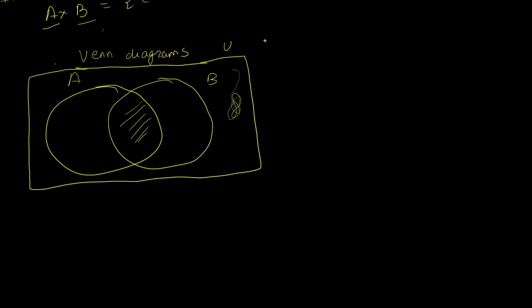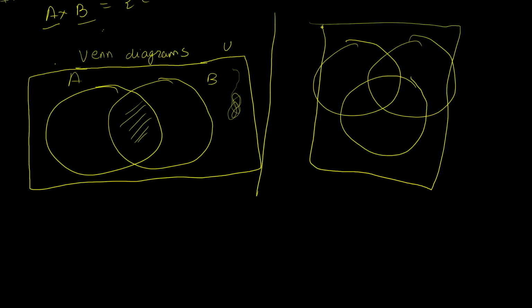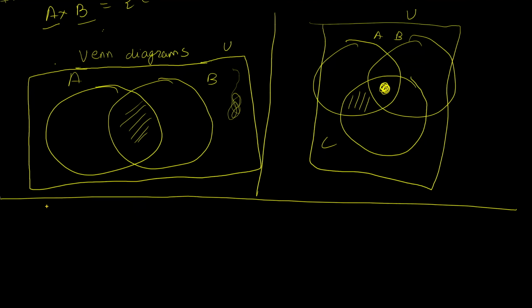Now for three sets, I could do the same thing. I could draw my universal set around, pardon my bad drawing, and I have three sets A, B, and C, and I can see this represents the intersection between A and C, and this represents the intersection between everything. So for three sets, all possible regions are shown by this diagram, right? I think you know where I'm getting at.